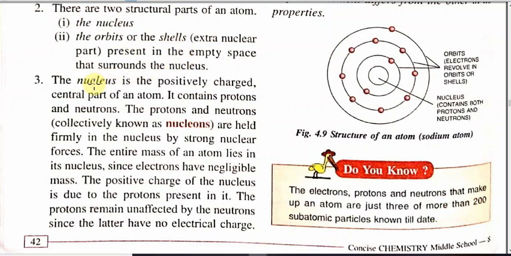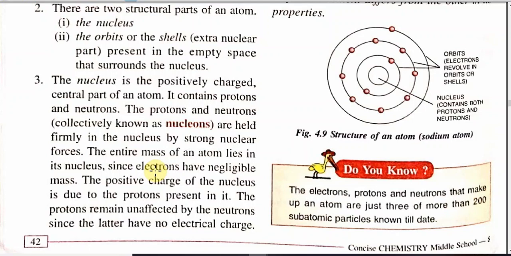Third point, the nucleus is the positively charged central part of an atom. It consists of protons and neutrons. The protons and neutrons are called nucleons. You can see here nucleon. They are held firmly in the nucleus by a strong nuclear force. The entire mass of an atom lies in its nucleus, since an atom's electrons have very little mass.